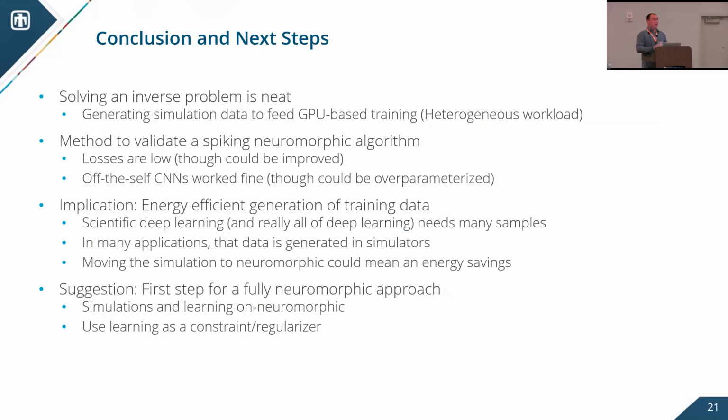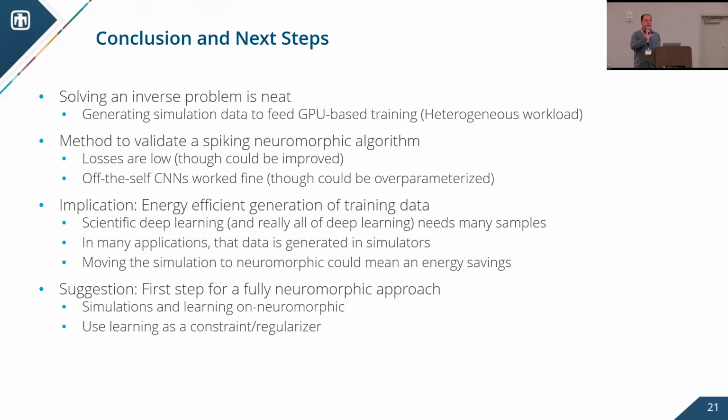And so, just to tie things together, we solved an inverse problem. That's neat. It's also a heterogeneous situation. We're generating data on the Loihi, but we're doing deep learning on GPUs, and they have to interact with one another, which is pretty cool. This has been presented as a method to validate a spiking neuromorphic algorithm. Losses are low, could be better. We use off-the-shelf methods, which is good.